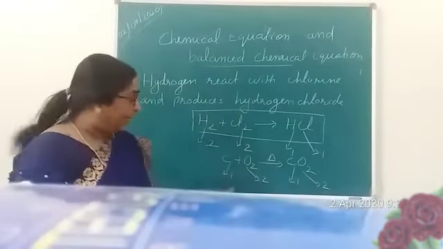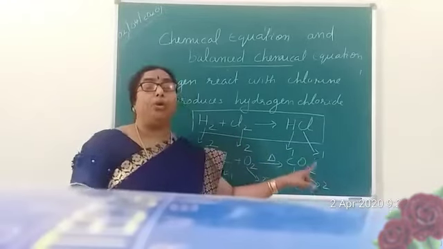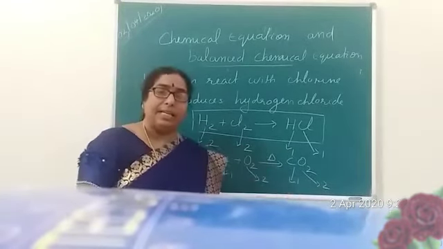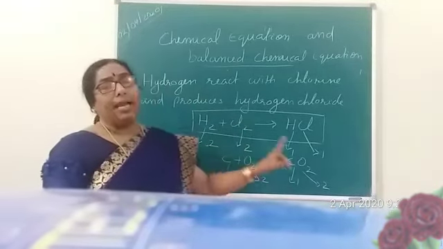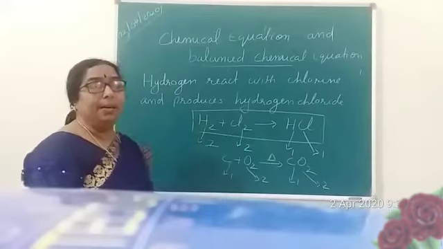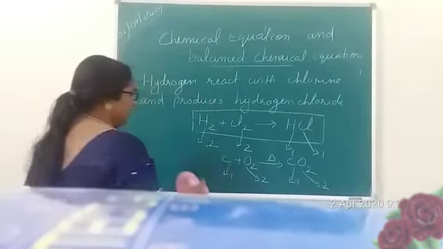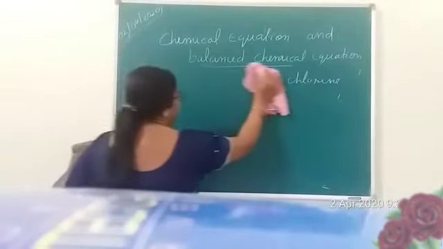So just listen here. Here we can see that the number of atoms on the reactant side and the product side are one and the same. And this type of chemical equation in which the number of atoms on the reactant side and the product side are the same is termed as balanced chemical equation. So is it clear, children, the difference between chemical equation and balanced chemical equation?